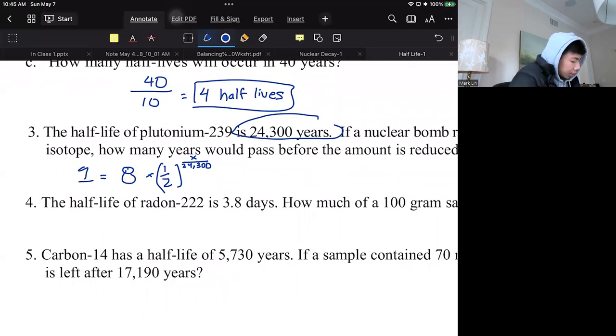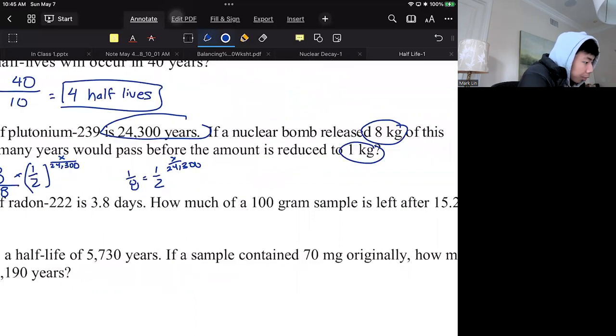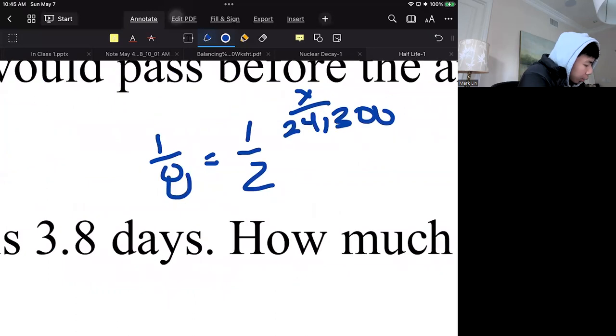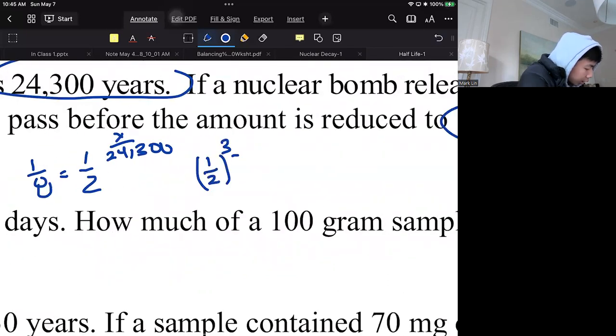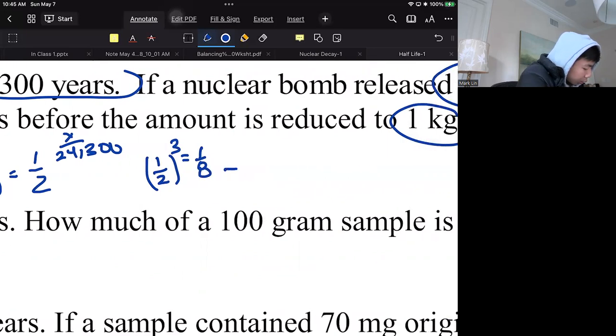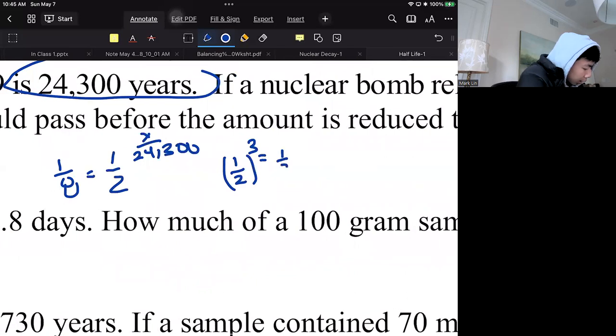Oh wait, actually, I was taught a secret trick. In order to do this, you can divide both sides by 8. And 1 over 8 equals 1/2 to the x over 24,300. You would know that 1/8 is just 1/2 cubed. So 1/2 cubed equals 1/8. We do this in order to have the same bases. So it's 1/2 cubed equals 1/2 to the x over 24,300.